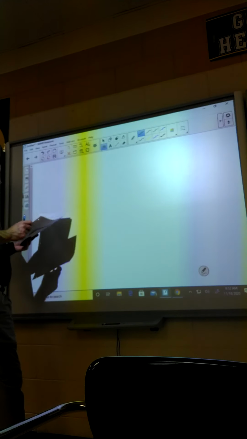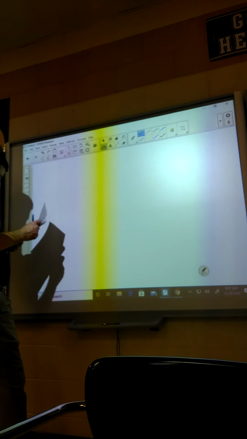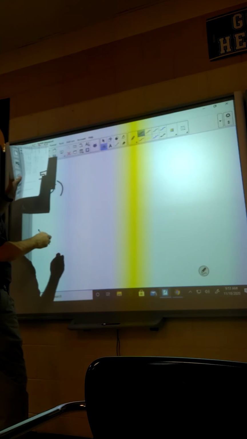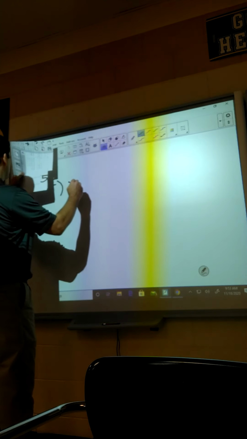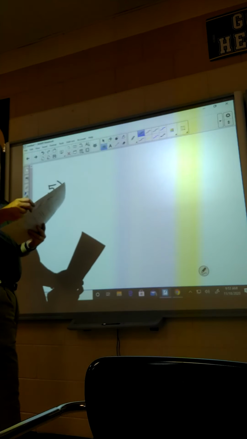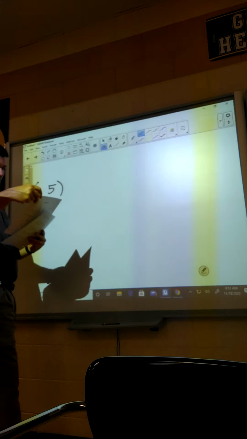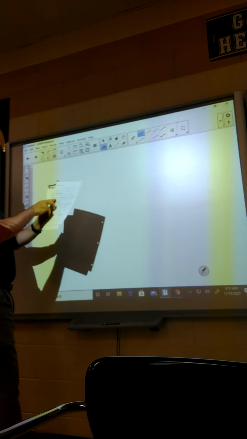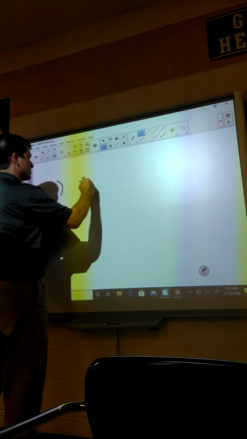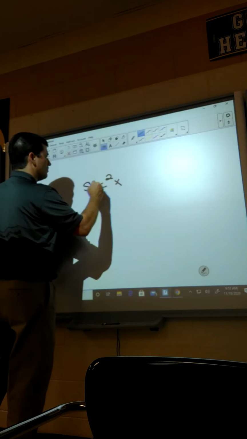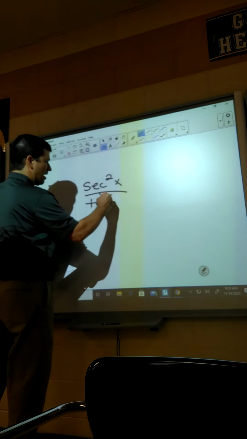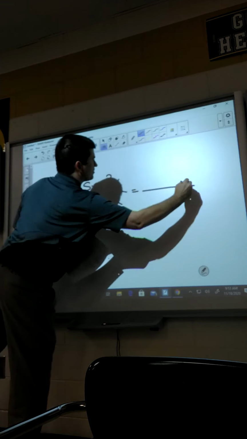All right, so Silas, on number 5, what can I change 1 plus tangent squared into? It should be a formula. Look on your formula sheet and find the one that says 1 plus tangent squared. Here it is. It says tangent squared plus 1. Okay. All right, so we're going to write secant squared up top, and we're going to write tangent squared on bottom. Yeah, I really think this one's a lot like the first one.